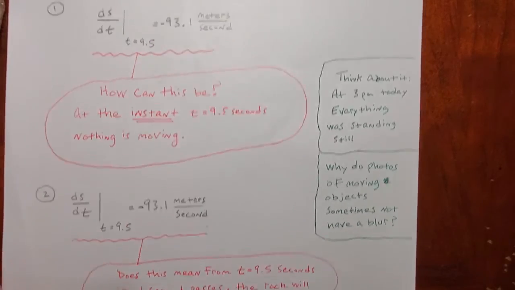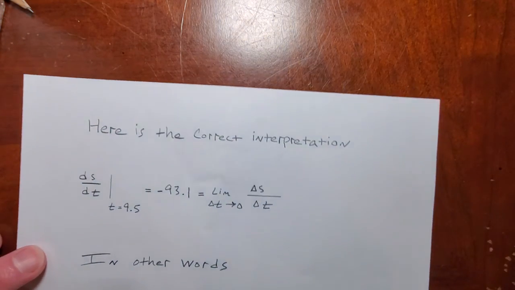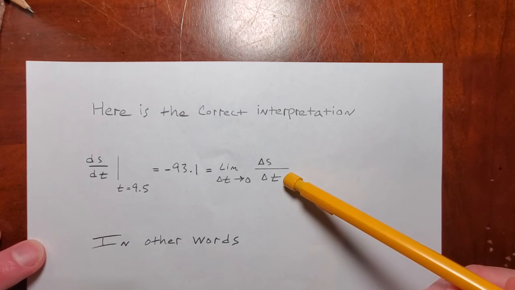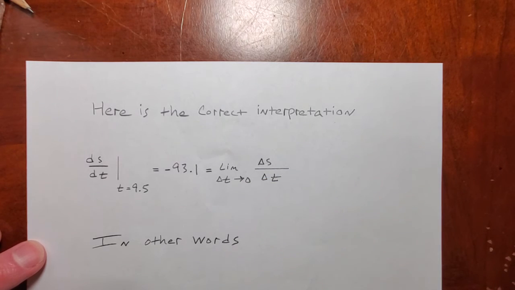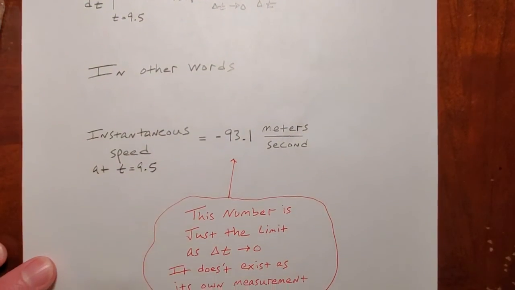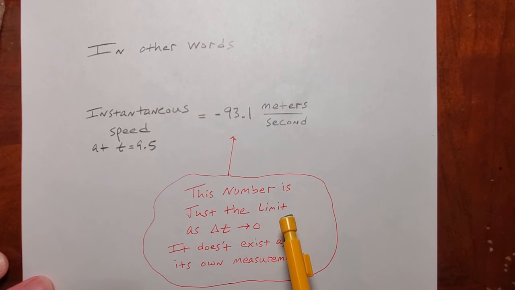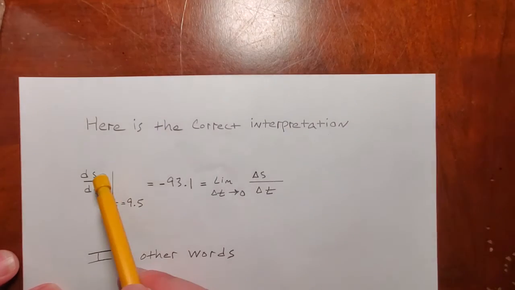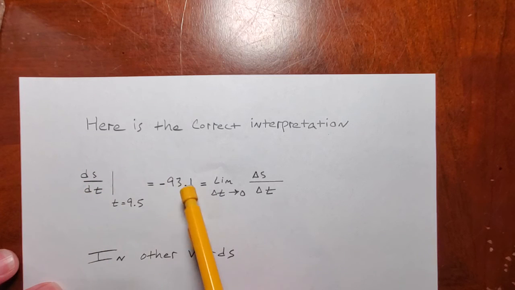So here's how we have to interpret it. Here's the right way to think about it. It turns out that this derivative is just a limit. It's change in position over change in time as the change in time goes to zero. That's what it really is. The instantaneous speed when t is 9.5 seconds is just what you would get if delta t went to zero. If you measured change in position over change in time, but you let the change in time shrink unimaginably small, that's what the derivative is. So for any derivative, if you found delta S over delta T, and you let delta T be really small, you would about get what the derivative tells you.